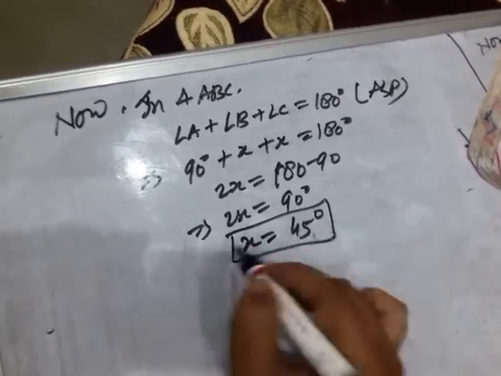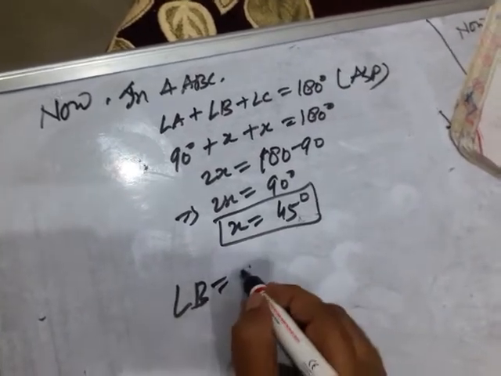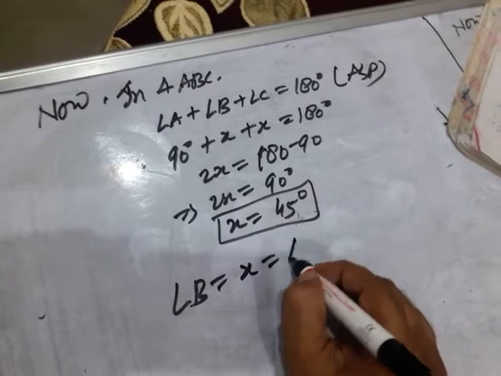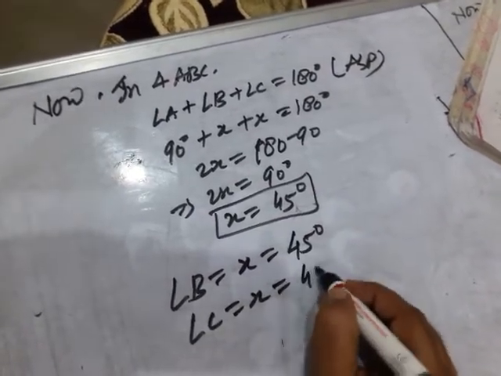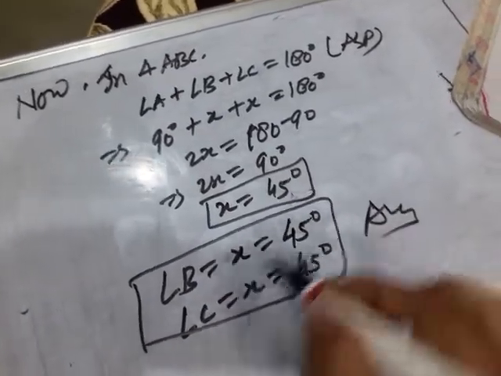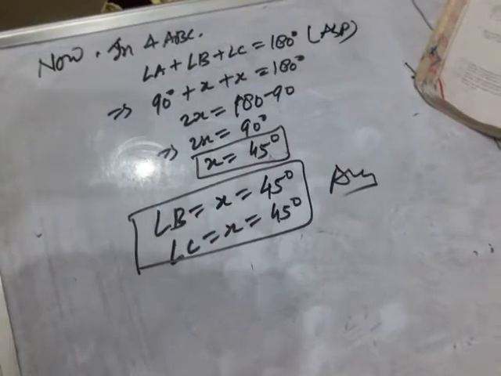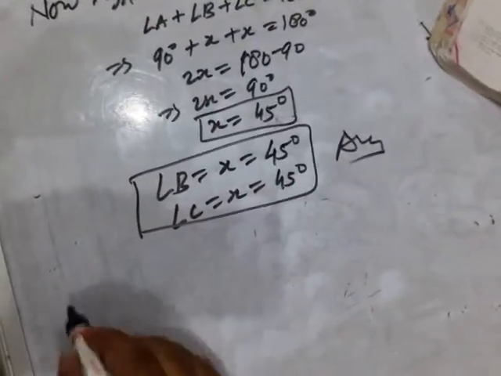What does it mean? It means that angle B equal to x equal to 45 degree, and angle C equal to x, that is also 45 degree. So this is another question we have completed, children. Now this seventh question we have seen. Now the last question, let us see.